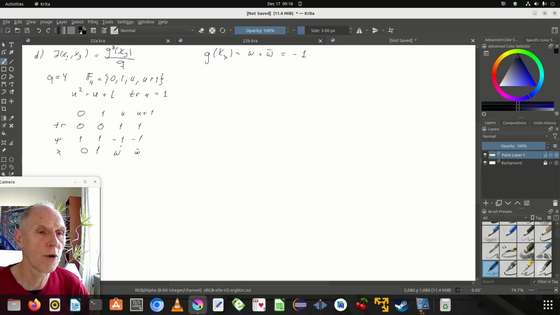Of course, if they both give minus 1 and then we add 1, then it should be the product. So that's clear. As far as I recall, the norm, or the modulo, of G should be 2 square root Q.